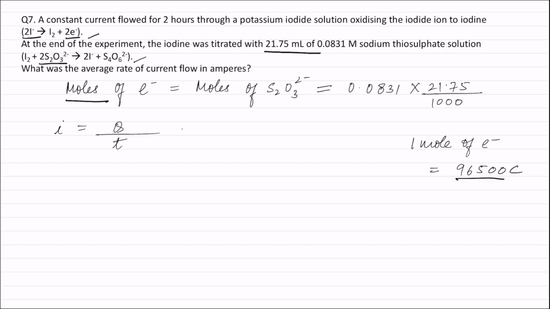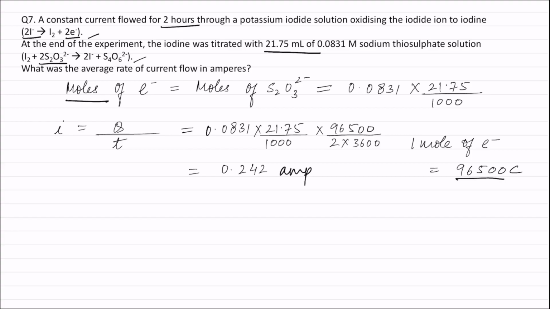Therefore, the current is equal to 0.0831 into 21.75 divided by 1000 into 96500 divided by time in seconds. The time given in question is 2 hours. Therefore, time in seconds will be 2 into 3600 seconds. Solving this, the value for current will be equal to 0.242 ampere.